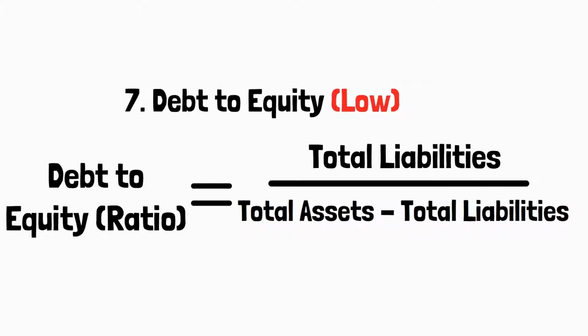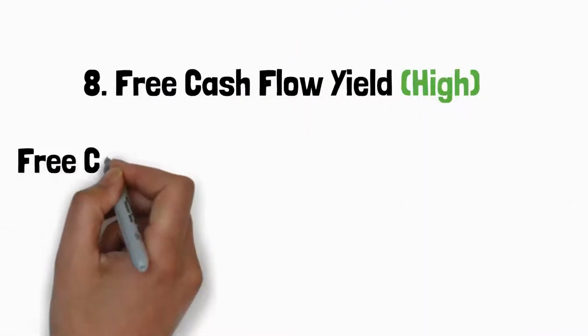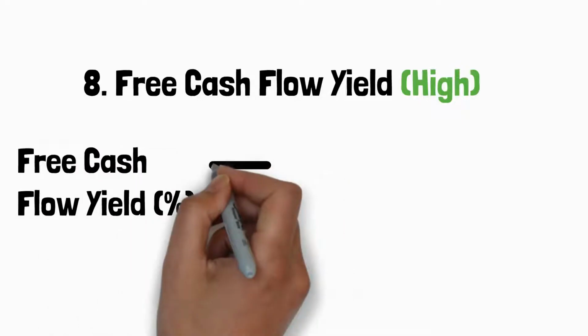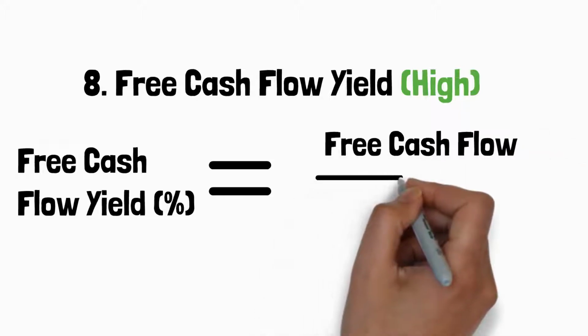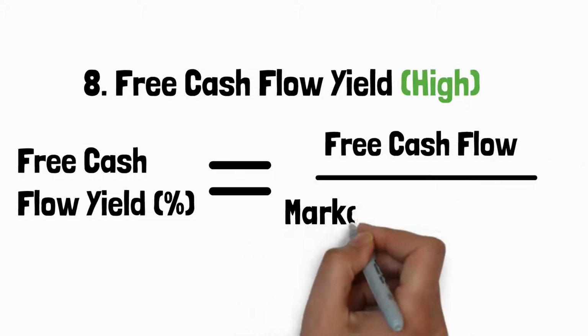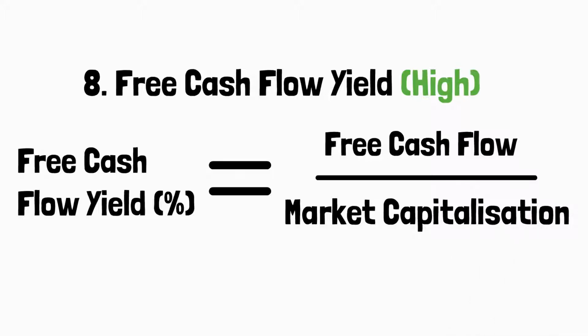Debt to equity is calculated as the total liabilities divided by the shareholder equity. Our final ratio is the free cash flow yield. Free cash flow yield is calculated as the free cash flow per share divided by the market share price. Now, as price is the denominator in this instance, we prefer this value to be as high as possible.